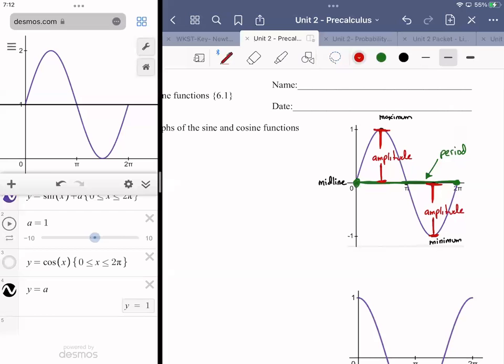So I'll just show you really quickly, and we'll do more examples like this. It would look something like this. One wave, and then another wave. Two full waves over that same period.